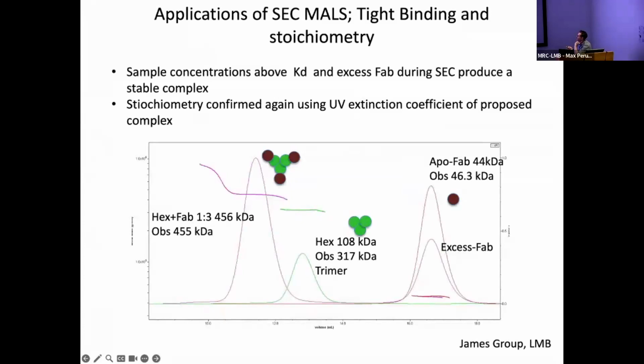They wanted to know the ratio in which it bound this antibody. So they put an excess of Fab in, and then they got this measurement. If it had a 1:3 ratio, it would be 456 kilodaltons. We observed 455. So straight away, they very quickly solved the problem: what is the geometry, and is it a monomer, dimer, or trimer?